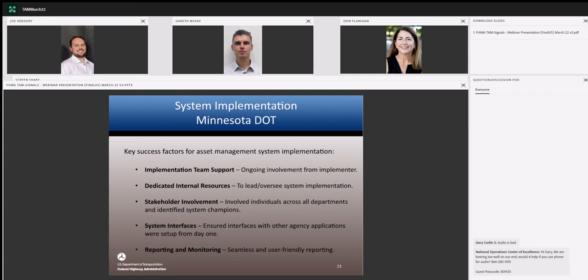They recognized that in order to drive the success of this implementation, they needed to have internal resources that were committed to doing so. So they recognized that and they had those dedicated resources in place. I know one of the things that they had to do there is they wanted to ensure that once they started collecting information, that the information was correct and up to date.